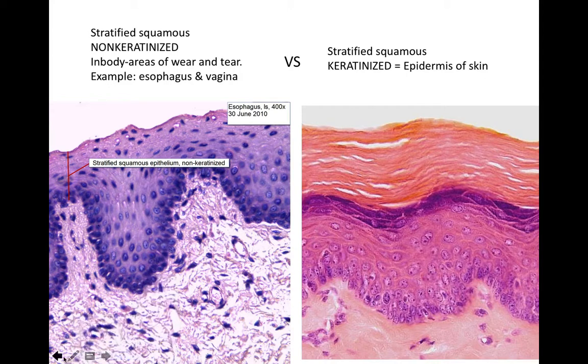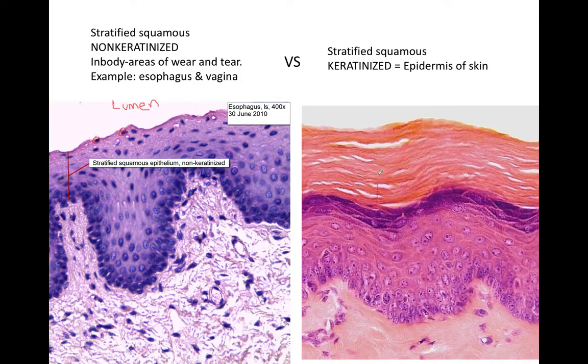So, just a quick review. What's the difference between stratified squamous non-keratinized versus stratified squamous keratinized? Non-keratinized, this is stratified squamous, yes. Top cells, they're flat, the nuclei are flat. These cells are alive. These top cells are alive, right? Here's your lumen. So these cells are alive.